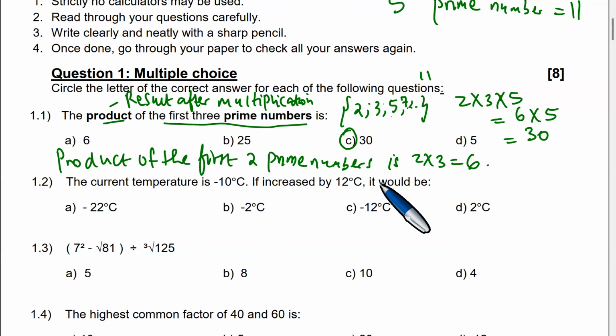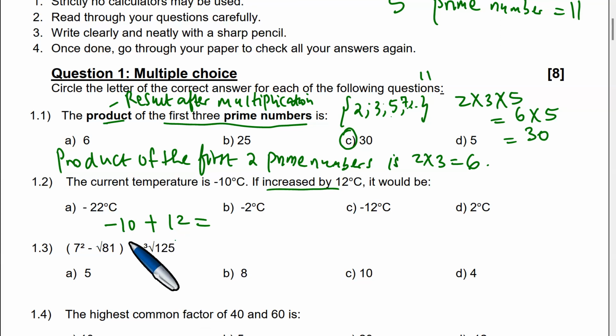So, you add. Negative 10 plus 12 equals negative 22. It's going to be negative 10. Then if it's increased by 12, it means you add 12. Right? Yes. So what is the answer to minus 10 plus 12? Negative 22.